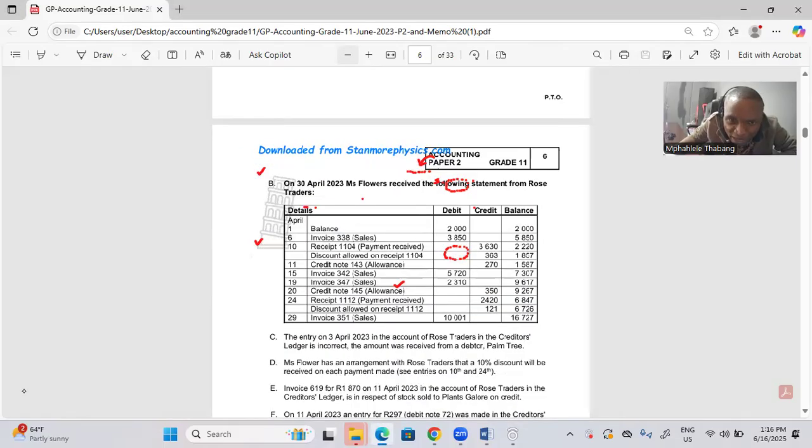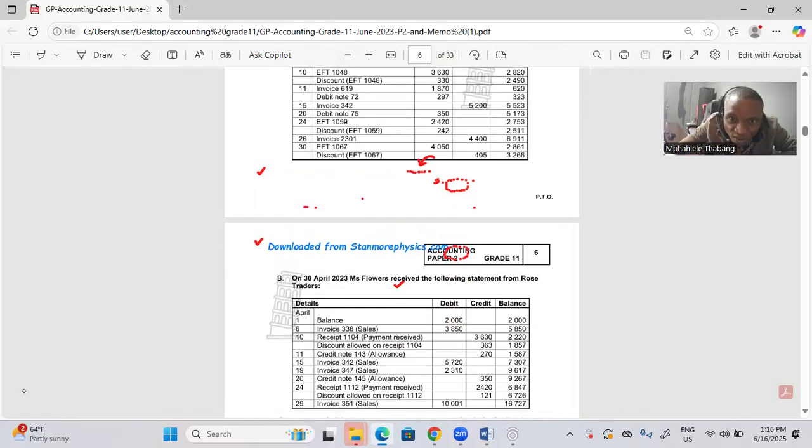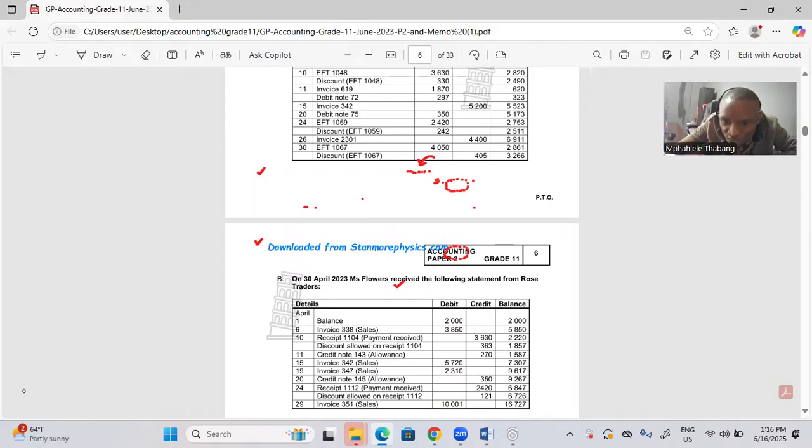I just want to compare the entries of the 10th. Yes, 3,630. Discount is 330, 3,630, 363. You can see that there is a difference of the discount. Here, the discount of the 10th is 330. Here, the discount they are saying is 363. So we wonder who made a mistake.